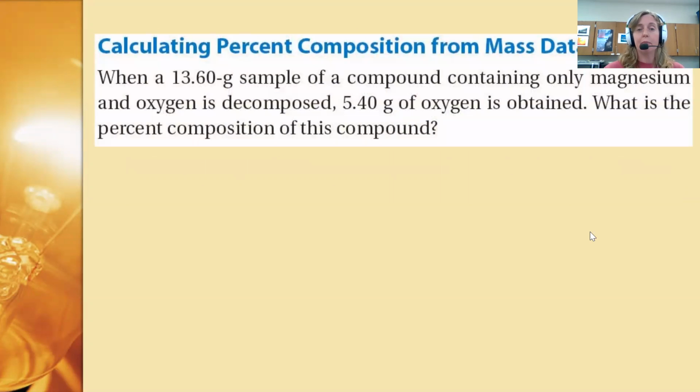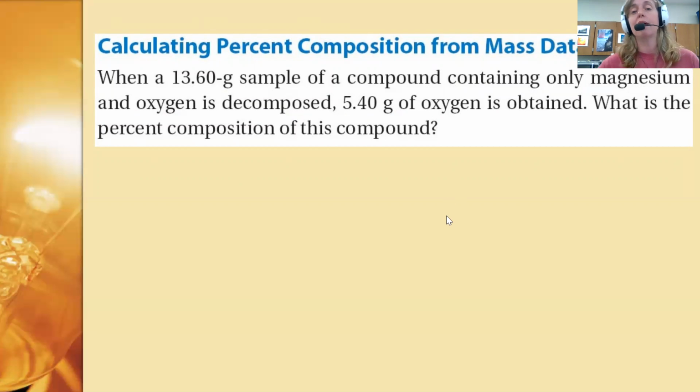So here's our example problem. Just what I was talking about, magnesium and oxygen. If it's decomposed and I collect 5.4 grams of oxygen, what is the percent composition of this compound? When they give you that general term, they're asking what is the percent of magnesium in that compound and what is the percentage of oxygen in that compound? Now, they're giving you two things in the sample. They're giving you the total mass of the sample, and then the amount of grams of oxygen that was collected after the decomposition took place.